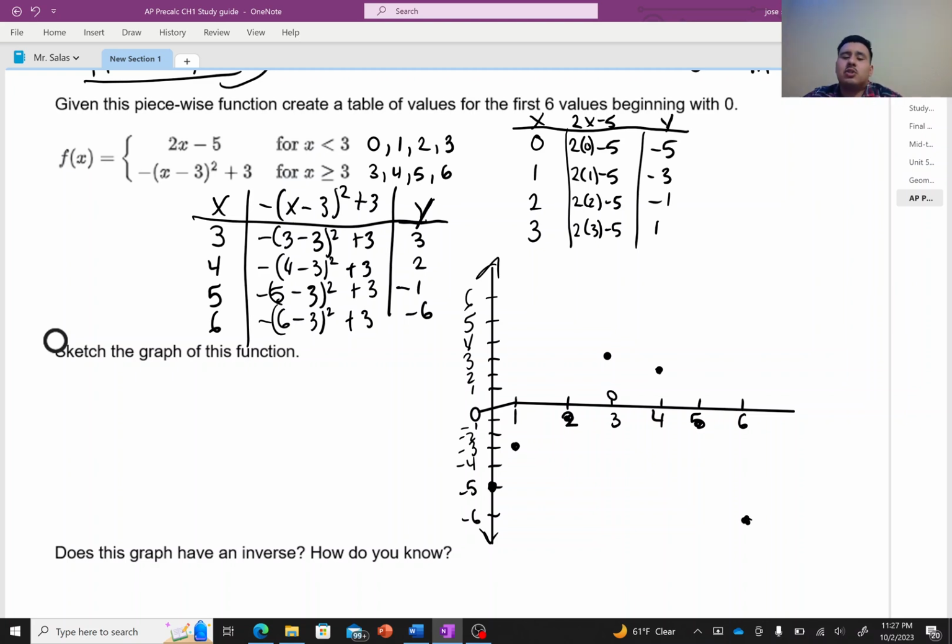This is my graph. When I connect the dots, it's going to look something like this. And then there's an empty hole, and then it jumps up, and then it comes back down this way. And there is my graph. Remember, this bottom hole is empty because it is not included, just because of this side where it says x is less than 3. And this hole is full because x is greater than or equal to 3, including that 3 for this equation. Okay, so that is how we do a rough sketch.